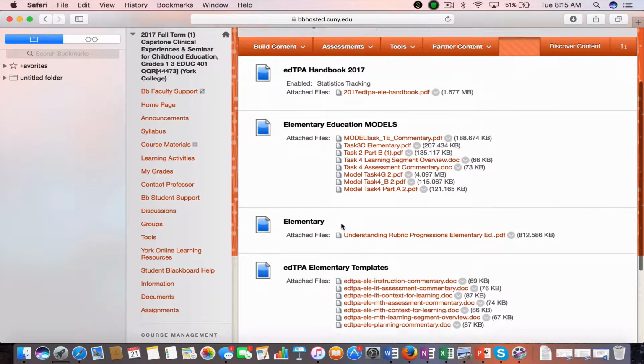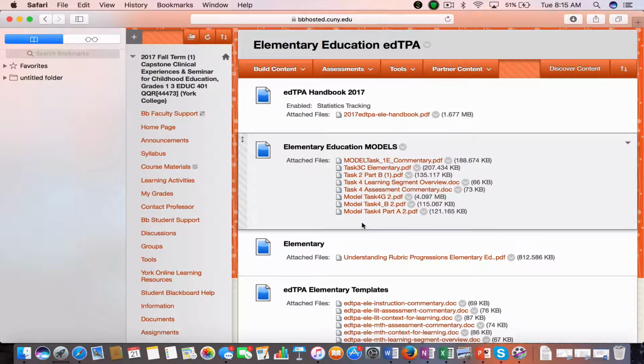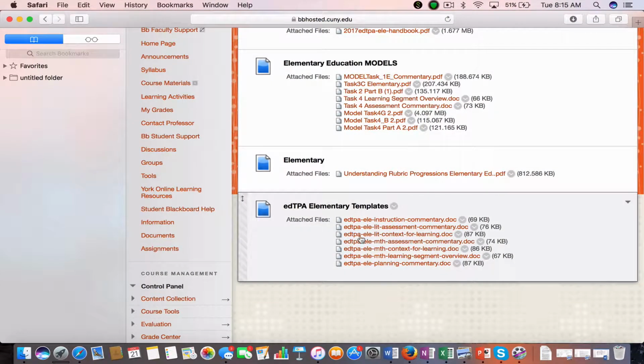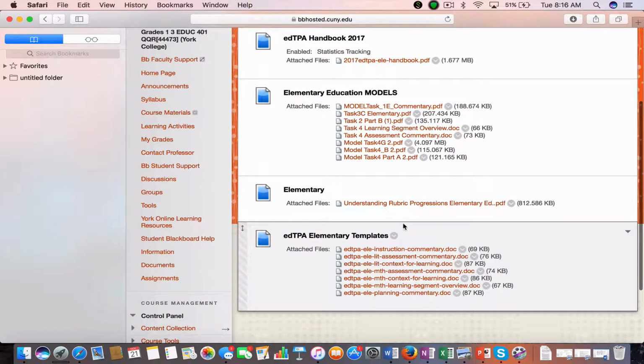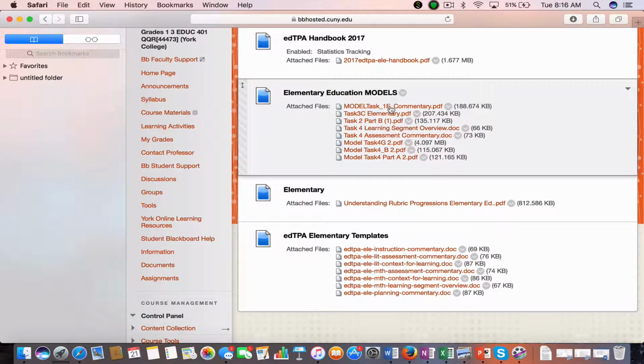For elementary, you have the same thing. Your models are here. Your templates are down here because you have more with the math. So for you, you're doing the Context for Learning is 1A, okay? And Planning Commentary is 1E. These other ones are math, don't worry about it. So Context for Learning and Planning Commentary, and then your models, 1E, there's your planning commentary, okay?